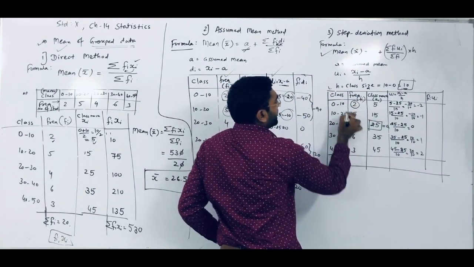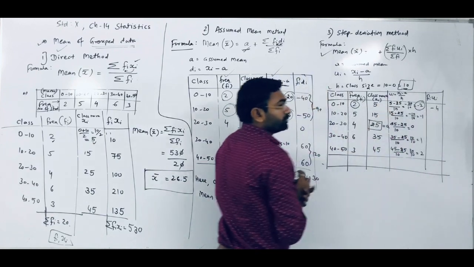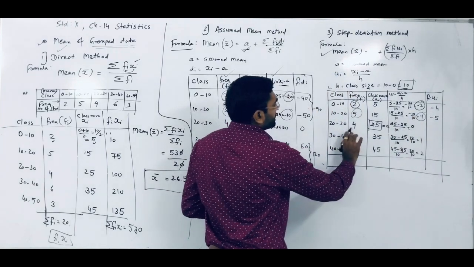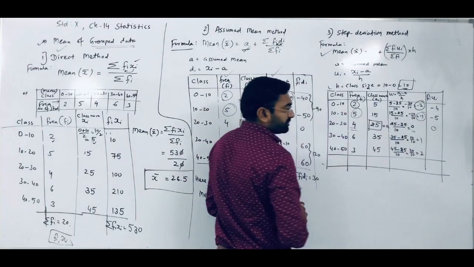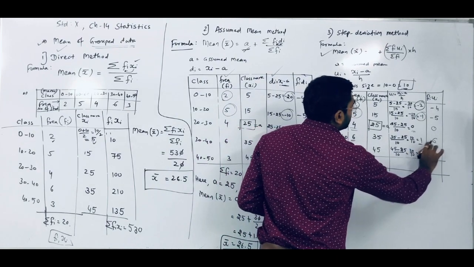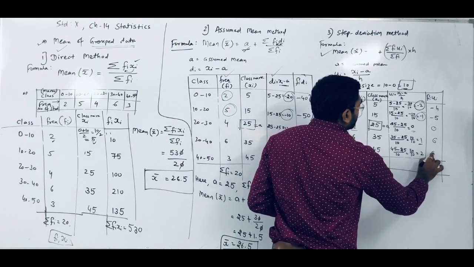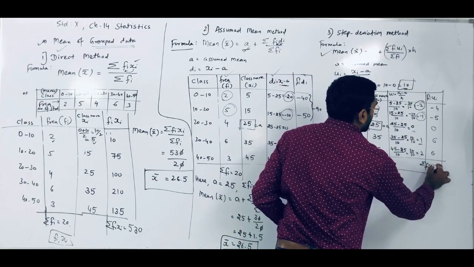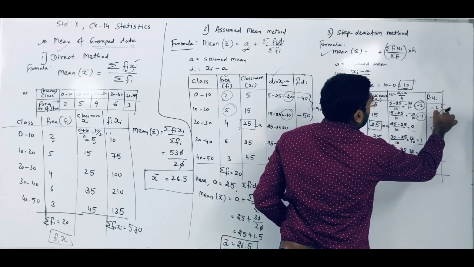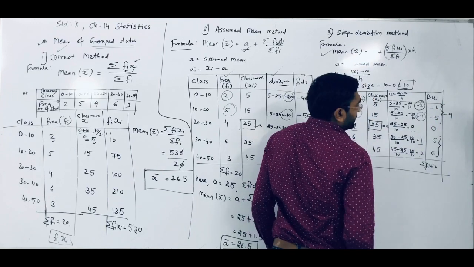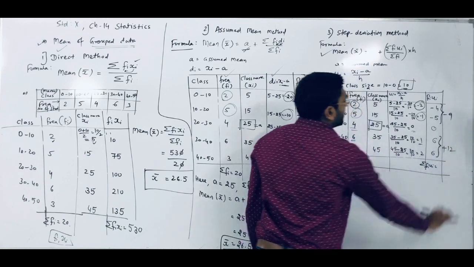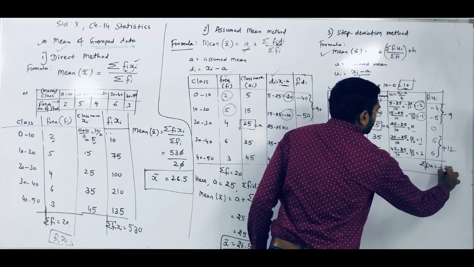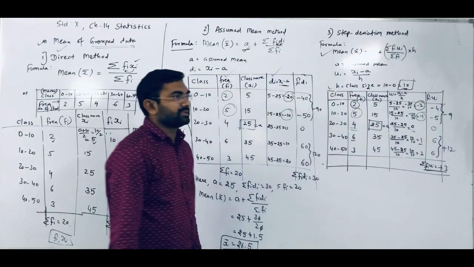So one by one we multiply: 2 into minus 2 is minus 4. Here 5 into minus 1, so we get minus 5. Here 4 into 0 is 0 only. Now 6 into 1, we get 6. And 3 into 2, we get 6. Now we require the summation of fi ui, the sigma fi ui. So we have to do the summation. 4 minus 5, minus 9, we get; 6 plus 6 is 12. So 12 minus 9, we get plus 3, right? So the sigma fi ui value we get is plus 3.